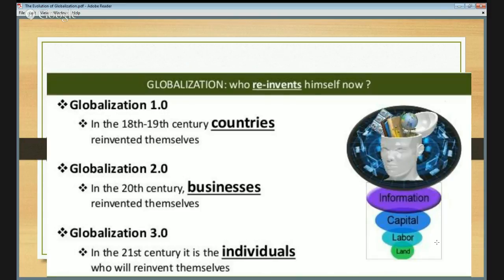Now you look at a rehash of this. Globalization. Who reinvents himself now? Countries reinvented themselves in globalization 1.0. Businesses had to reinvent themselves. They couldn't rely on domestic markets. They had to sell abroad. And they also had to come up with resources from abroad. And today, it's individuals who have to reinvent themselves. Look at Mark Zuckerberg, how diversified he's gotten with Facebook, or any of the search engines, or any of the web pages that you use on a daily basis, any of the news pages. Look at how they have to reinvent themselves to keep up with technology.